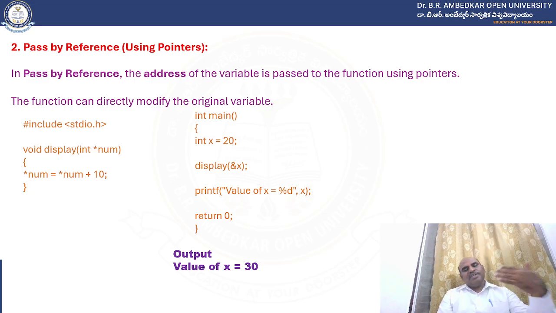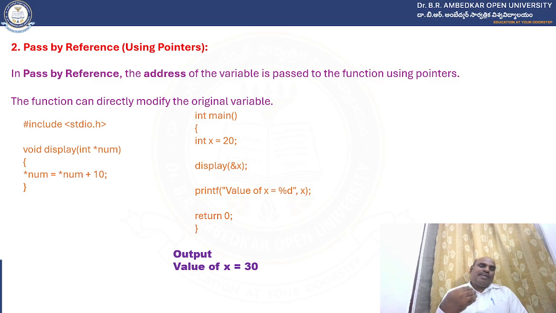In the previous one, the original value is not changed. Only inside the function the value is changed. But now, inside the main function, we are directly doing the modification. The original variable can be directly modified. That is called pass by reference, call by reference.